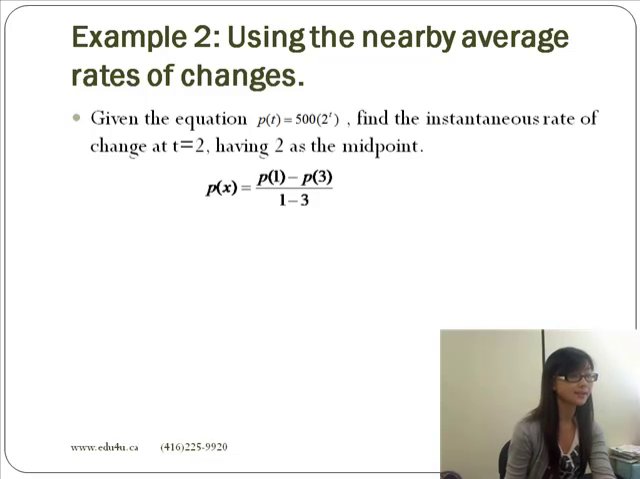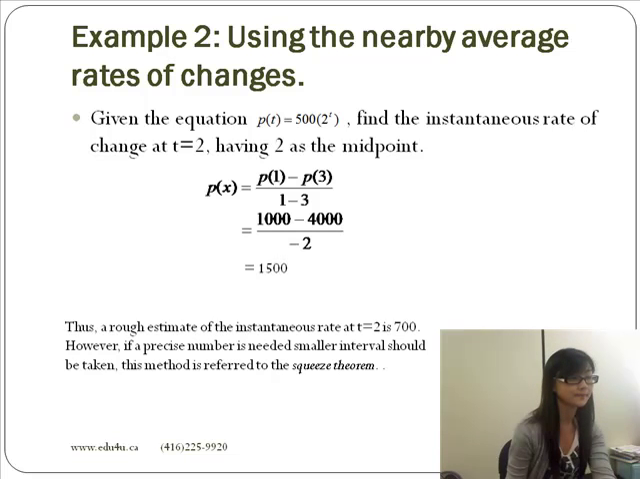First, we write the equation out like we always have. That would be p of x when x is equal to 1 minus p of x when x is equal to 3, divided by the time elapsed. That would be 1 minus 3. That would give us 1,000 minus 4,000 divided by negative 2. The two negatives cancel out and we will have the final answer of 1,500. $1,500 is the rough estimate of the instantaneous rate at t equals 2.